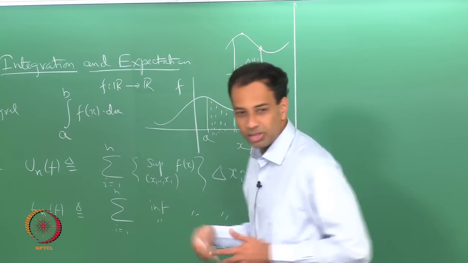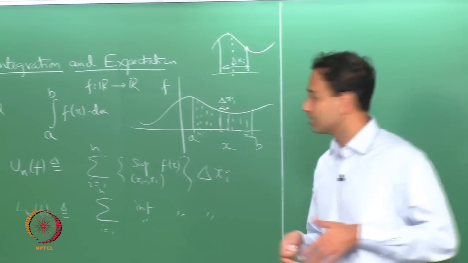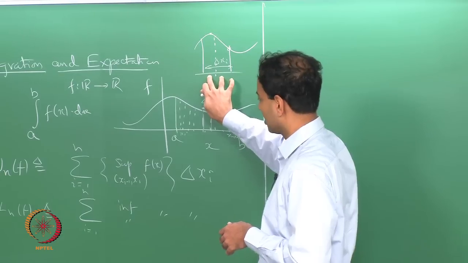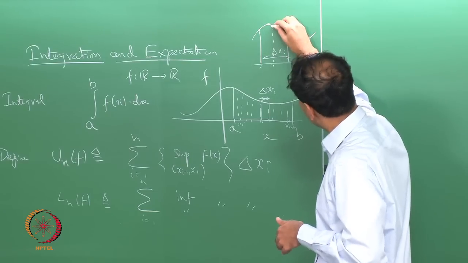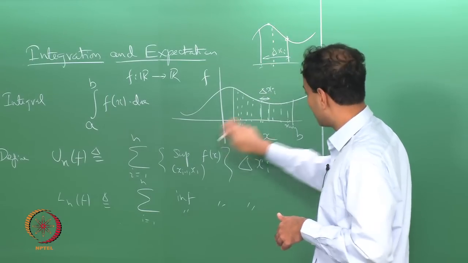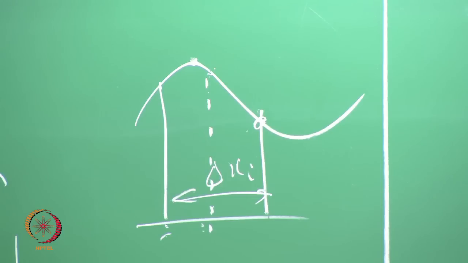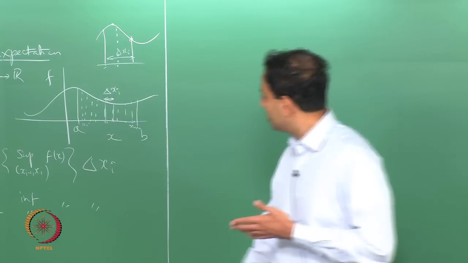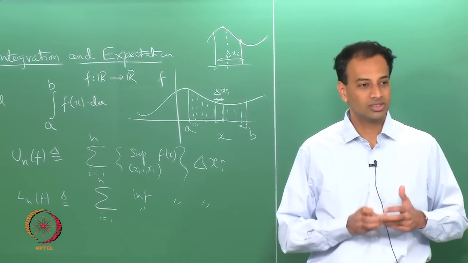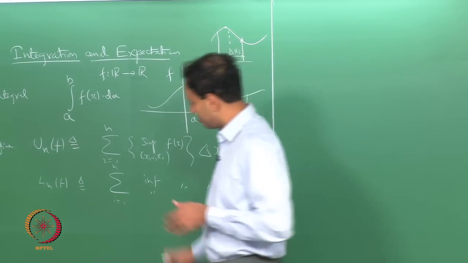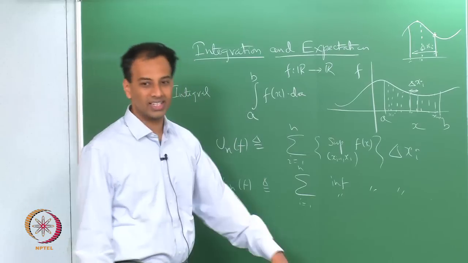However, if I create a finer partition with a larger n, so let us say I have a further partition of this. Now for this sub-interval I will have that as my supremum, but for this other sub-interval I will have a lower value as my supremum. So when I do the upper Riemann sum with a finer partition, I get a value that is smaller, at least no bigger. And similarly, for the lower Riemann sum, as n becomes bigger and the partition becomes finer, I will get a larger value. So the lower Riemann sum can be shown to be a monotonically increasing sequence, and the upper Riemann sum is monotonically decreasing.